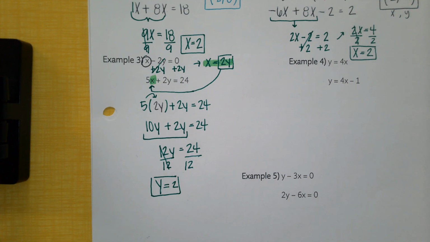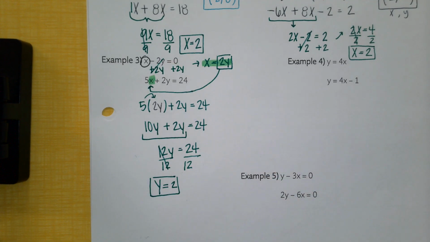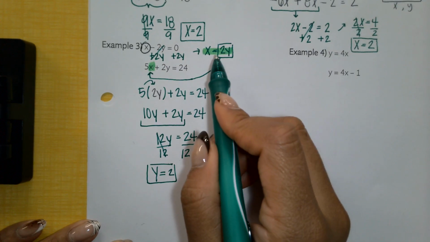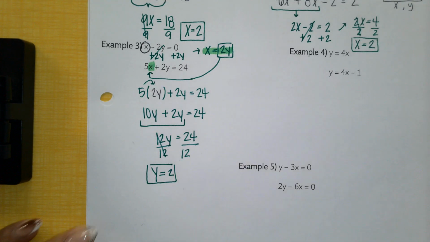All right, so example number 3. We have x minus 2y is equal to 0, and 5x plus 2y is equal to 24. Okay, if you look at both of the equations. All right, so we want to solve for x. So I'm going to go ahead and plug in the y, which is equal to 2. I'm going to plug it into this equation.